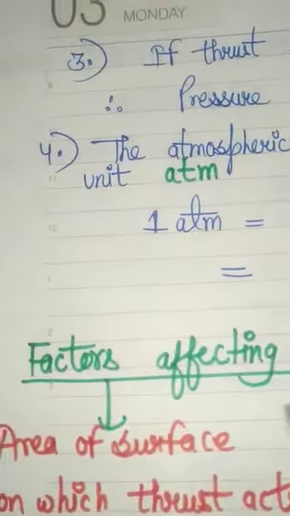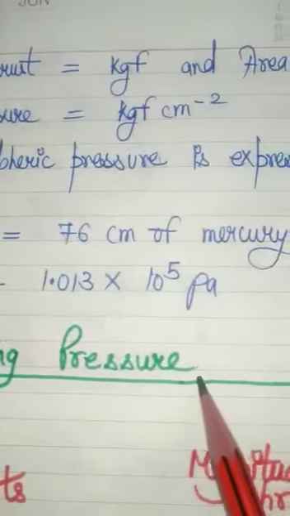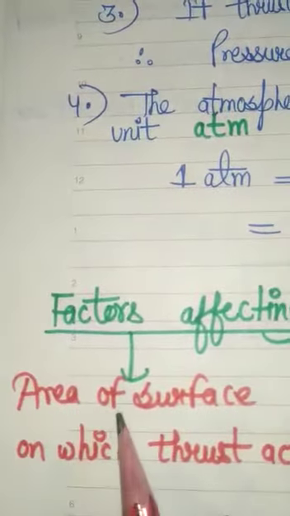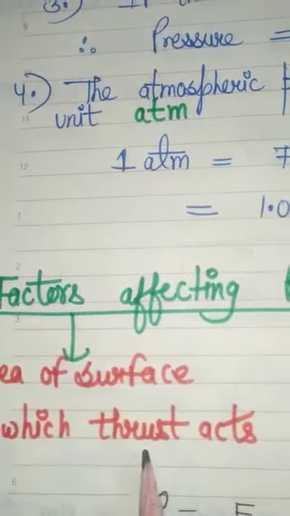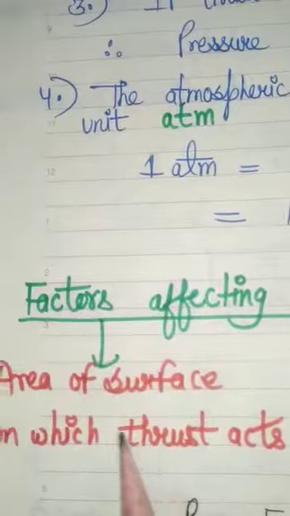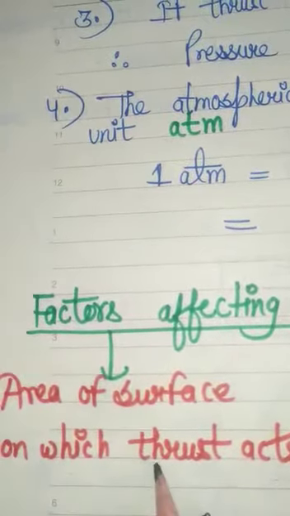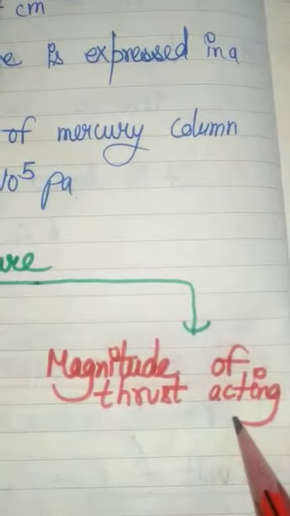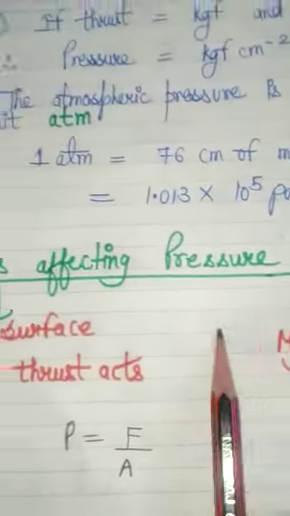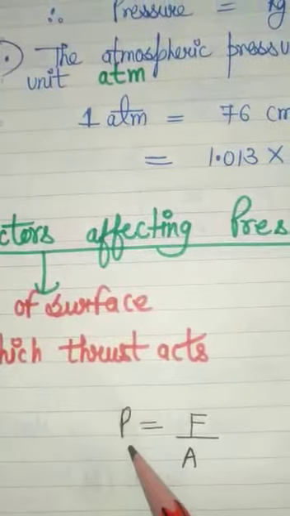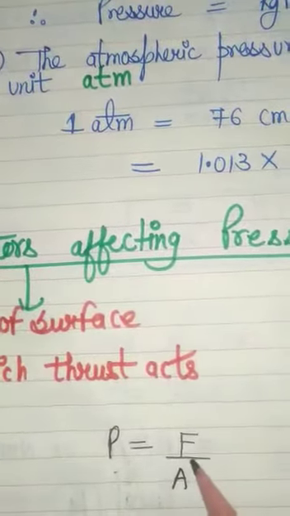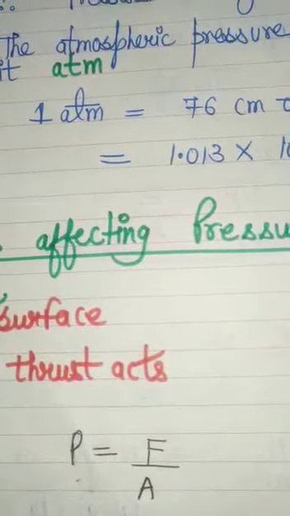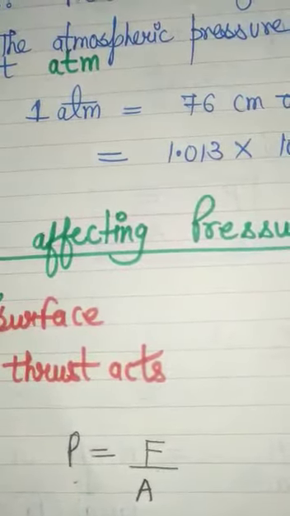Now the next thing is factors affecting pressure. Pressure को कौन कौन से factors affect करते हैं? First thing is the area of surface on which thrust acts. जिस surface में thrust act कर रही है वो area, and the second one is the magnitude of thrust acting. Okay, so how does it depend? We know that the formula of pressure is equal to force upon area.